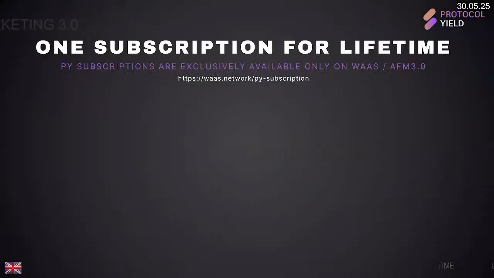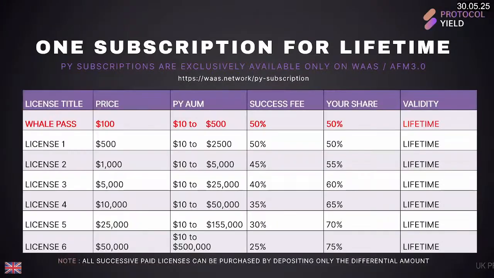We will have some more detail about this HWM as well. Then the licenses, the minimum license value a few days back was $100, which was called Whale Pass. This was an exclusive offer from the company, from the management, in which you can purchase the minimum subscription of Pi with $100. And you get an AUM of $500, success fee 50%, validity was for lifetime.